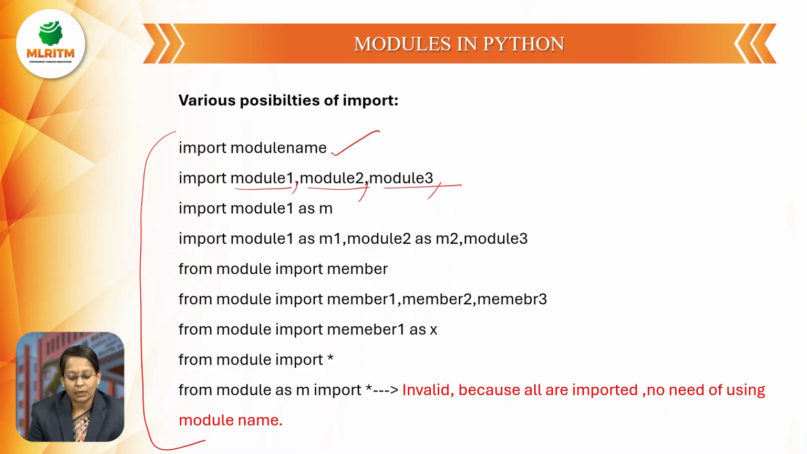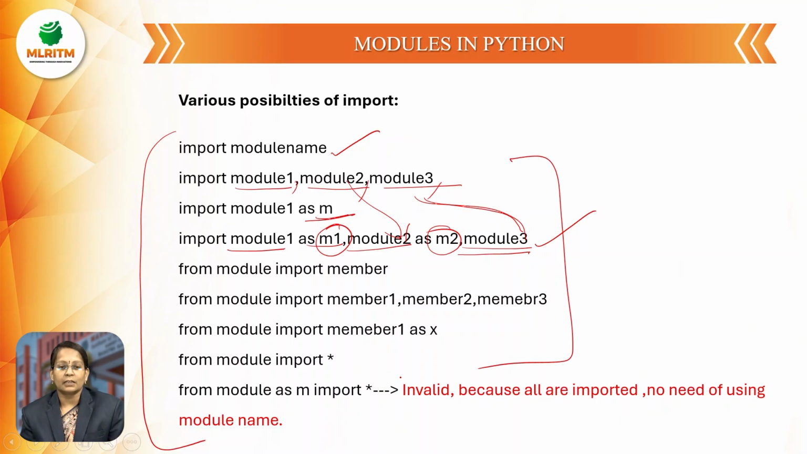Next, import module1 as M is an alias. Import module1 as M1, module2 as M2, module3. Here M1 is the alias name for module1, and M2 is the alias name for module2. Here we are not mentioning any alias name for module3, directly module3. So these are all the possibilities of how we are importing the modules.